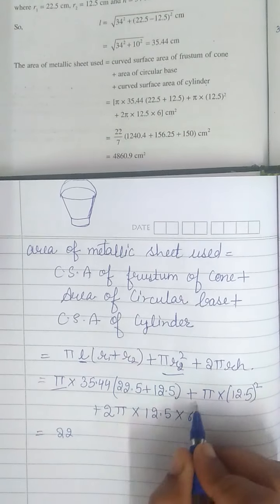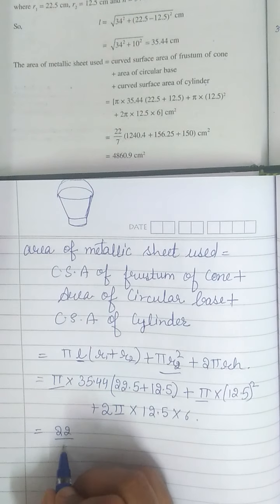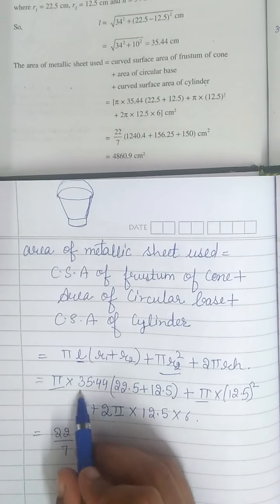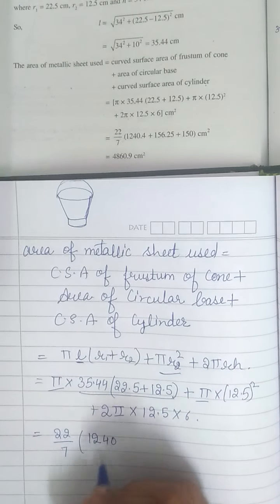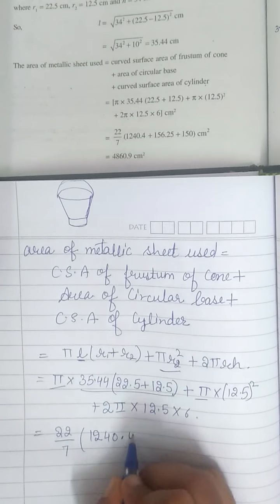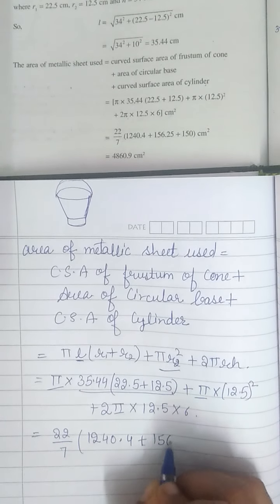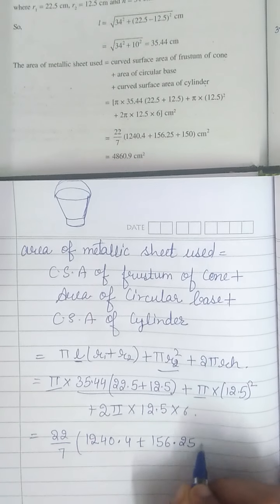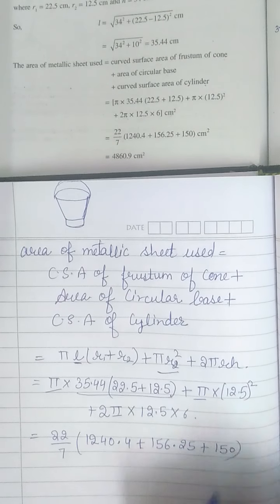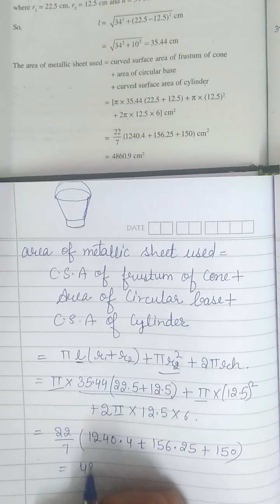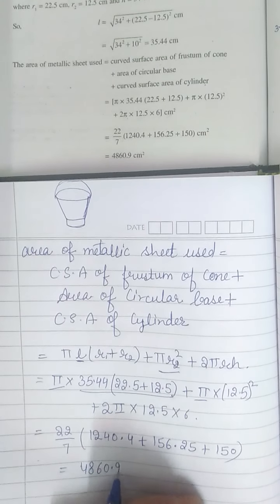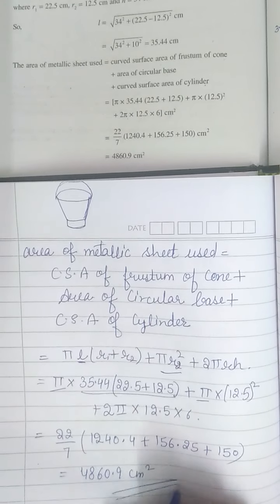We take pi common, that is 22/7, and we solve it. After solving we get 1240.4 plus 156.25 plus 150. Okay, so after solving we get 4860.9 centimeter square.